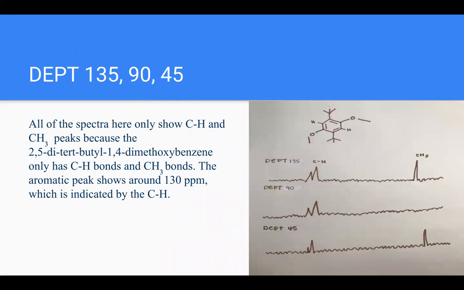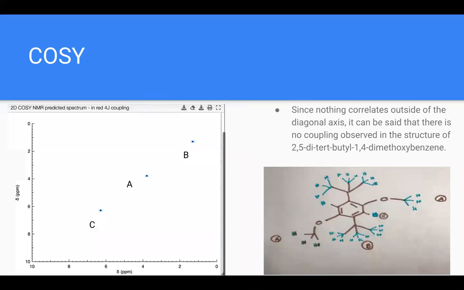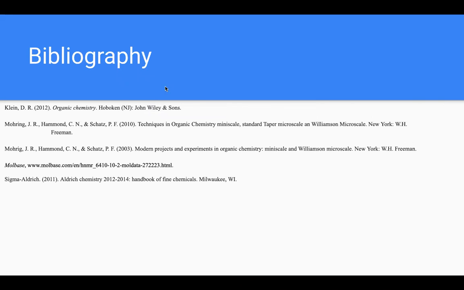When we look at our DEPT 135, 90, and 45 NMR spectra, we only see CH and CH3 peaks because 2,5-ditert-butyl-1,4-dimethoxybenzene only has CH bonds and CH3 bonds. So the aromatic peak shows up around 130 parts per million, which we can see is the CH bond. As for our COSY NMR, we can see that nothing is coupled here because nothing correlates with anything else outside of that diagonal axis. And that'll do it for our alkylation lab.